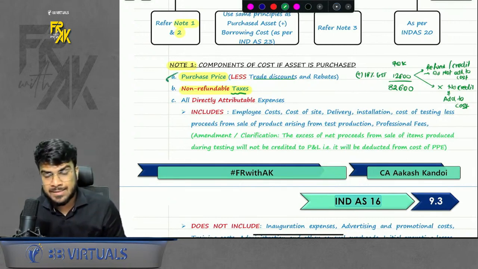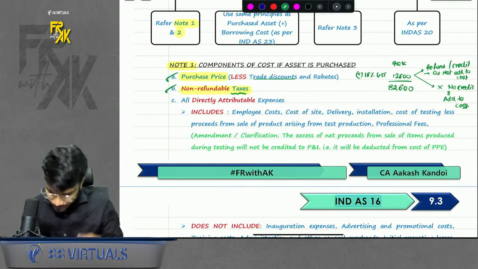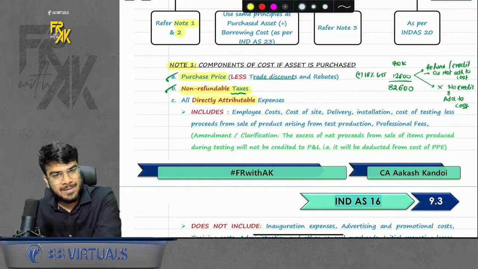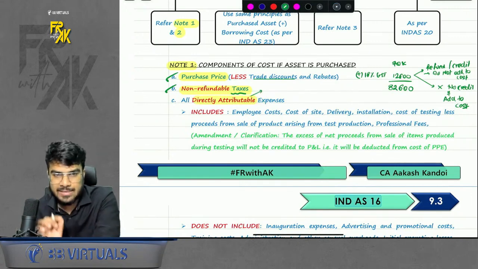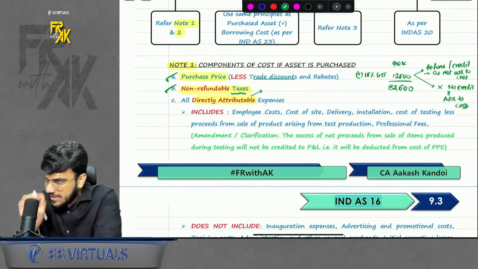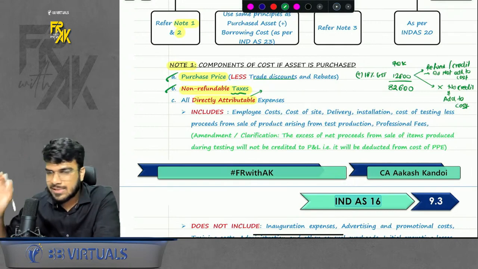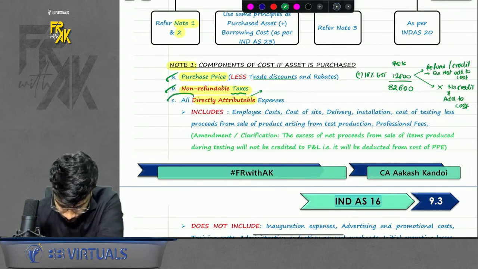First point was purchase price less trade discount and rebate. Second point is add all the non-refundable taxes. Third point, you will consider all the directly attributable expenses. Now what is the meaning of this? Any expense which is necessary to bring the asset in ready to use condition, that is known as directly attributable expense. Let me write it down for you.